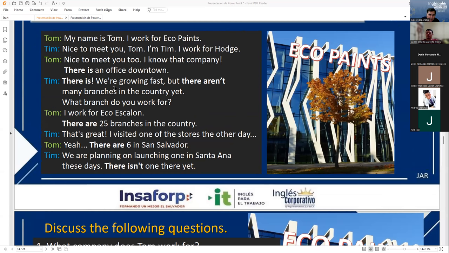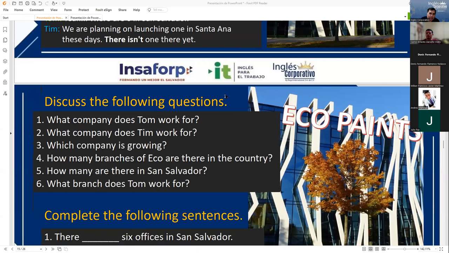And Tim says, we're growing fast, but there aren't many branches in the country yet. So which company is growing? Hodge is growing. Tim works for Hodge. And Tim says, we are growing fast. Right? So Hodge is growing. The other one, how many branches of Eco are there in the country? 25 branches of Eco. Okay.